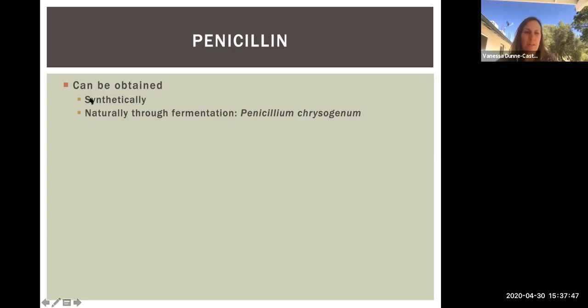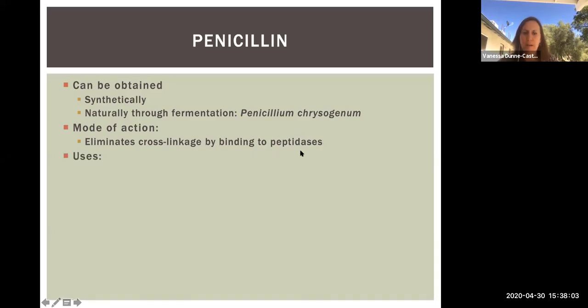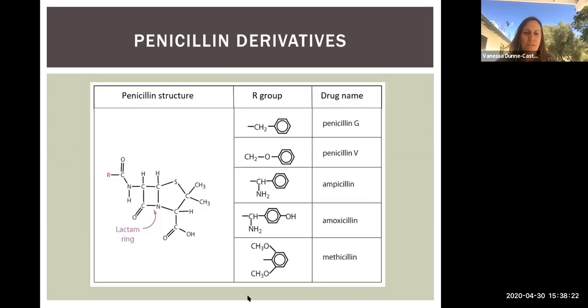Today, we synthetically produce penicillin, although it can still be derived from this natural source. The way it works, it affects those cross linkages by binding to peptidases, which are enzymes involved in creating that peptide bond. There are many uses, but primarily it is effective against gram-positive cocci, so gram-positive Staphylococcus and Streptococcus, etc. Some gram-negative bacteria can be susceptible, but remember they have that lipopolysaccharide outer membrane that reduces the impact of these drugs. This is a picture I wanted to show you of some of these penicillin derivatives.